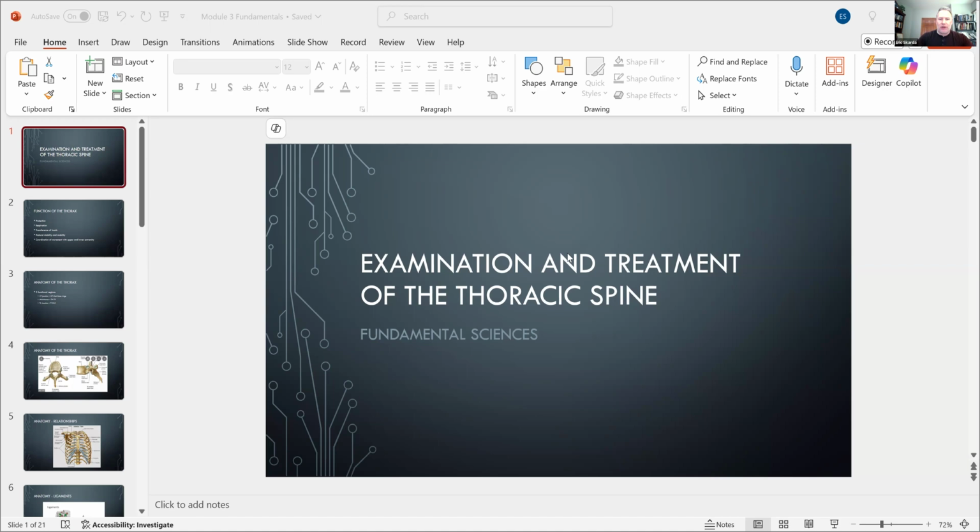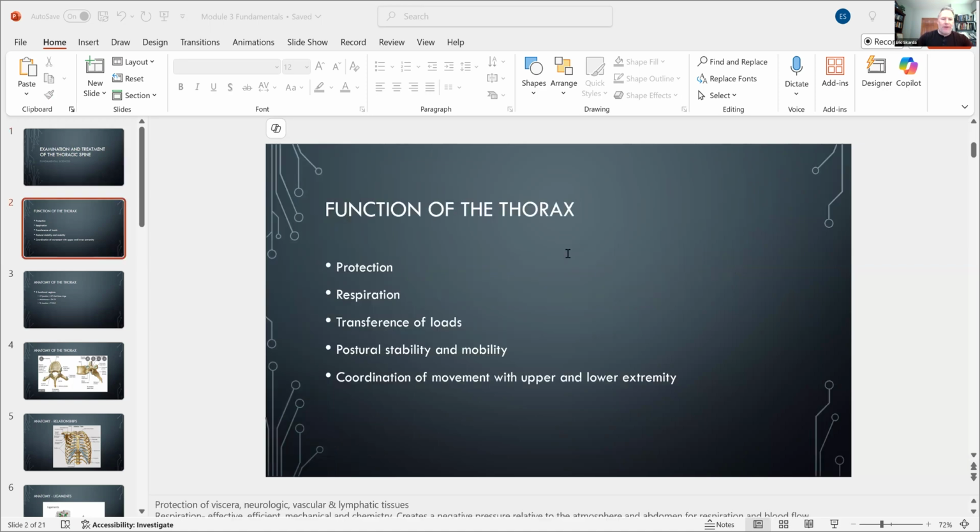Okay, so first things first, here's kind of the five major functions of the thorax, at least from my perspective. So number one, the cage in general is designed for protection, right? It's supposed to help protect the viscera, the heart, the lungs, etc., as well as a lot of vascular tissues, things like the aorta, aortic arches, the subclavian arteries, all these different things, the lymphatic tissues, as well as a lot of neurological structures, including the spinal cord itself.